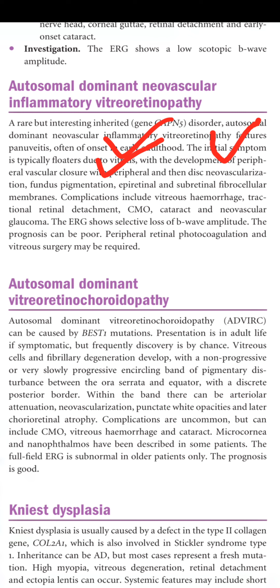The ERG shows a selective loss of B wave amplitude. The prognosis can be poor. Peripheral retinal photocoagulation and vitreous surgery may be required.